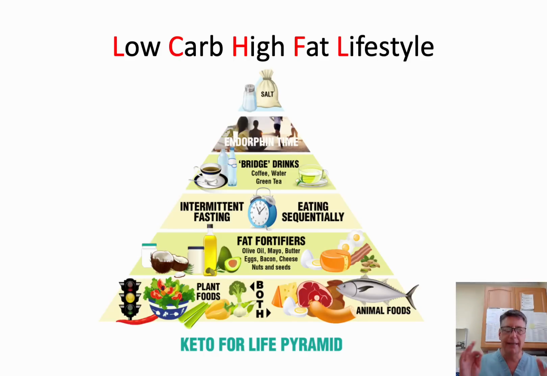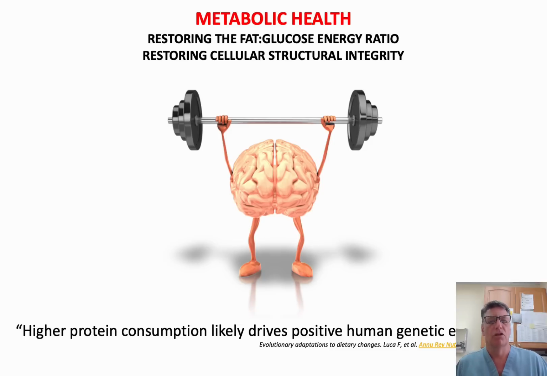So the ideal best therapeutic intervention is a low carbohydrate, high fat lifestyle that can be monitored with the ketogenic blood work. But we don't have to throw medications at all the numbers. This intervention is the best intervention. It's the most powerful prescription you can write. But it needs to be a ketogenic pyramid for the rest of your life, not just toward disease resolution. Restoring the fat and glucose energy ratio, restoring cellular structural integrity is what metabolic health is about, and we can measure that. Higher protein consumption likely drives positive human genetic evolution.